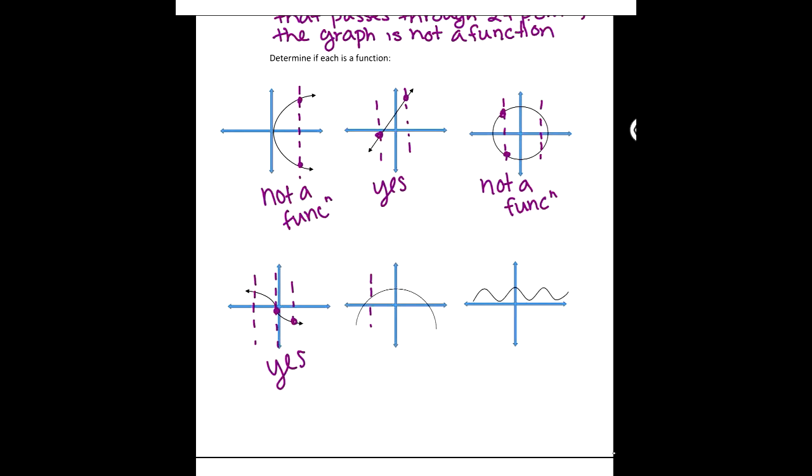Parabolas you've worked with a lot, and they obviously are functions. And this is actually the graph of cosine, but no matter where I draw my vertical line, I'm only touching 1 point. So yes, this is also a function. So the only 2 that are not functions are the first one and the third one, where I can clearly see that I touch 2 points.